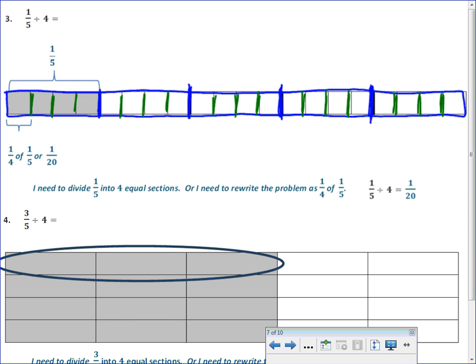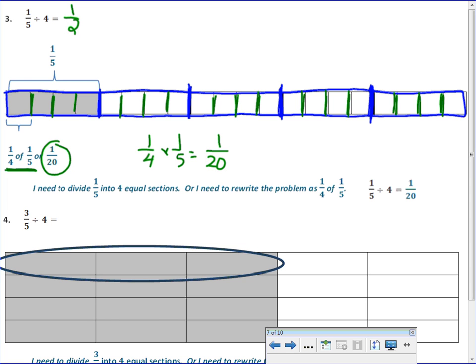So now what is that worth? What is 1/4 of 1/5? We ended up making a total of 20 boxes, and 1/4 of that 1/5 is 1/20th, and that's your answer. And remember, multiplying fractions. Remember how to do that? 1 times 1 is 1, 4 times 5 is 20. And that's what worked.